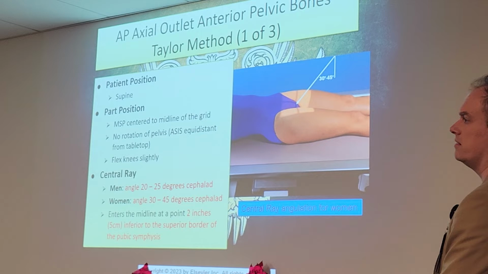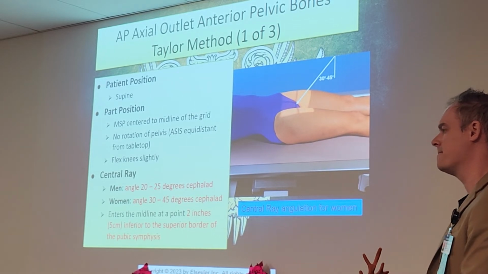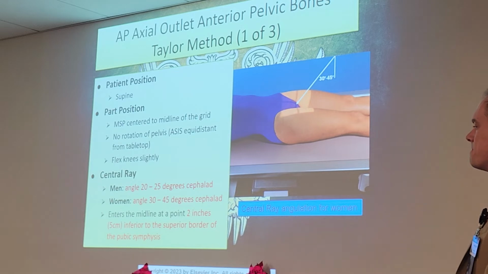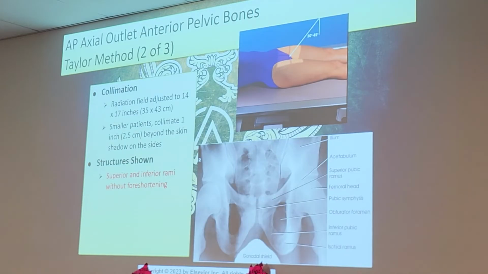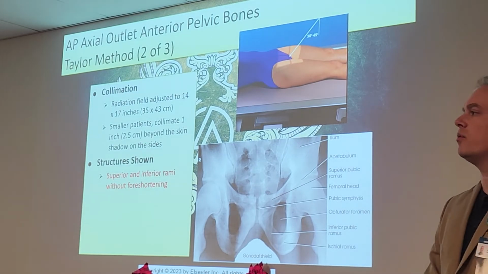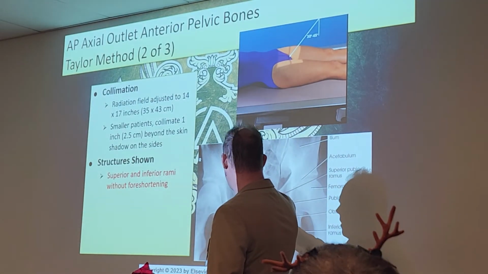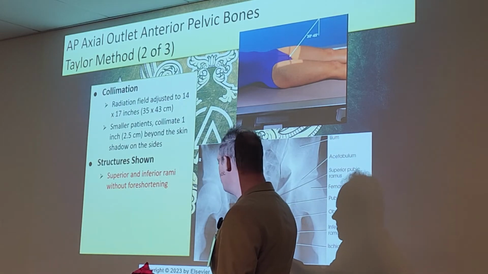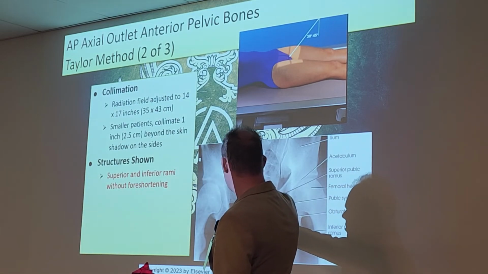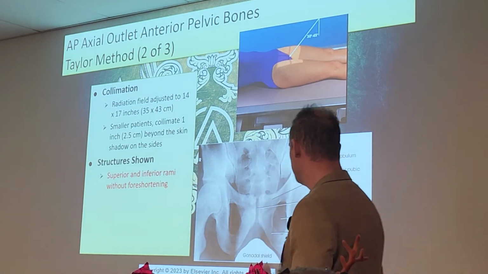For both men and women? Yes. Just different angulation. All right, so what do we want to see? The superior and inferior rami without foreshortening, which is the outlet portion, guys. Superior rami, inferior rami. We want these areas free of superposition, nice and full elongated views of that outlet portion.